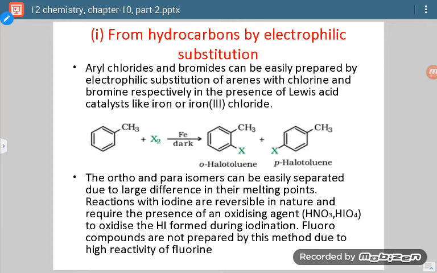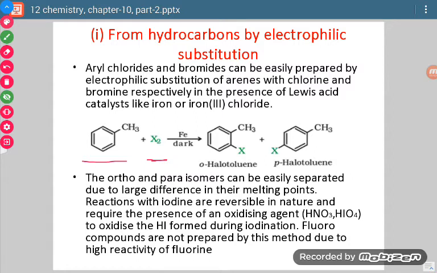The very first method is from hydrocarbons by electrophilic substitution reaction. In this, we have to prepare aryl chlorides and aryl bromides first. For that, we take arenes. We react those arenes with halogen.